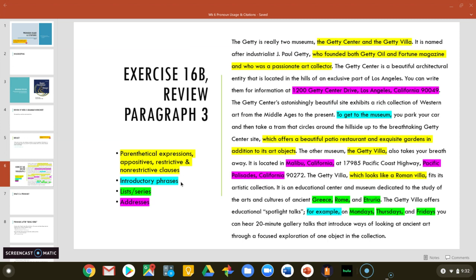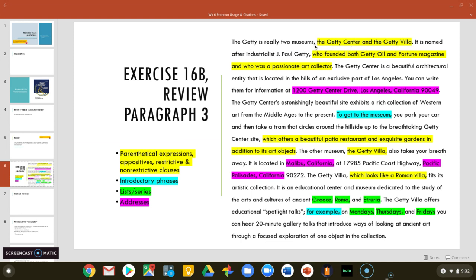The second is what I just call introductory phrases. So the things that are at the beginning of the sentence that you would put commas after. List and series, and addresses. So as I read through the paragraph, I'm going to explain to you the reasons why we would add commas where they are. So the Getty is really 2 museums, the Getty Center and the Getty Villa.